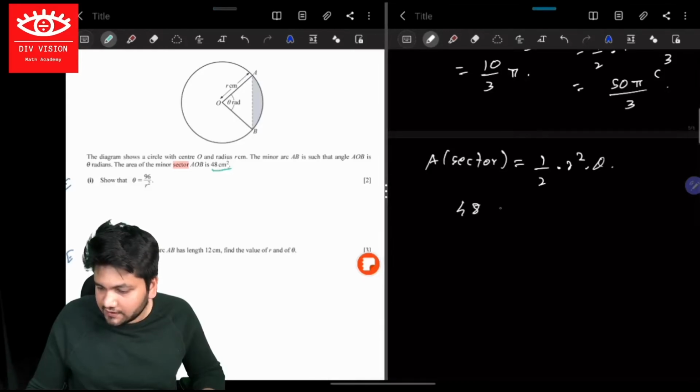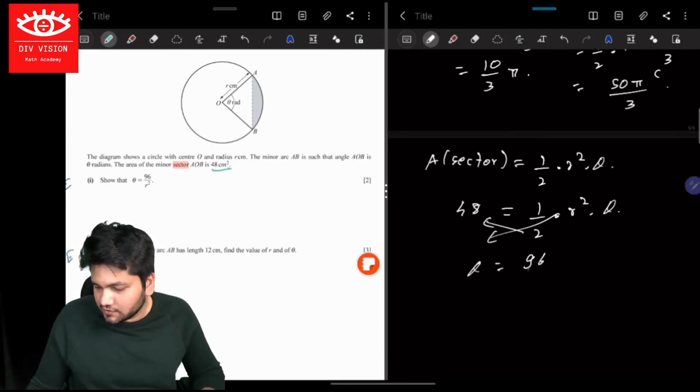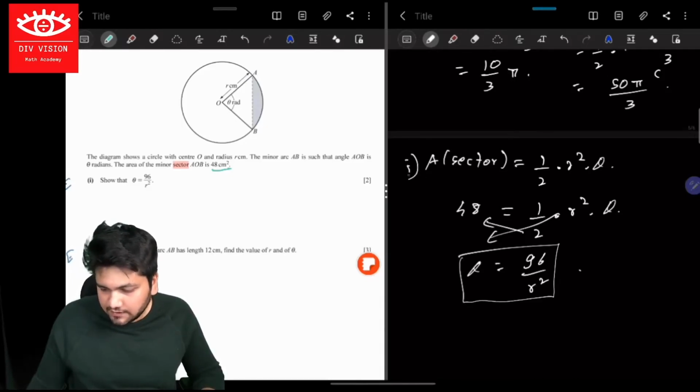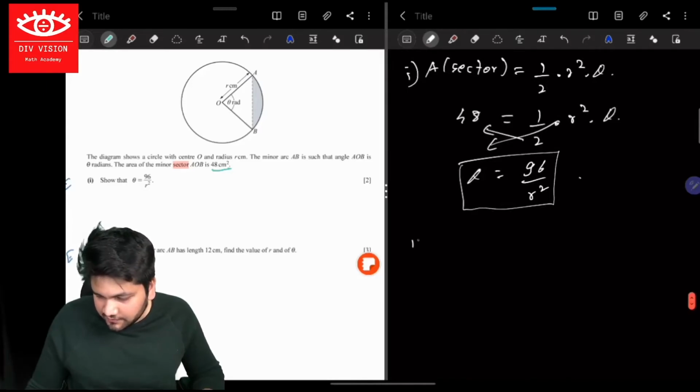So we'll get 48 is equal to half into r square into theta. I'll just move this 2 there, r square here. So I'll get theta is equal to 48 times 2, which is 96 by r square. That's the first part. Now let's talk about the second one.